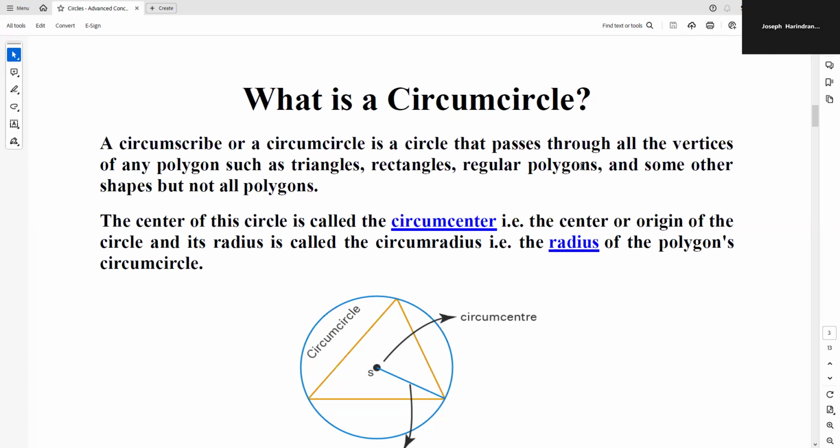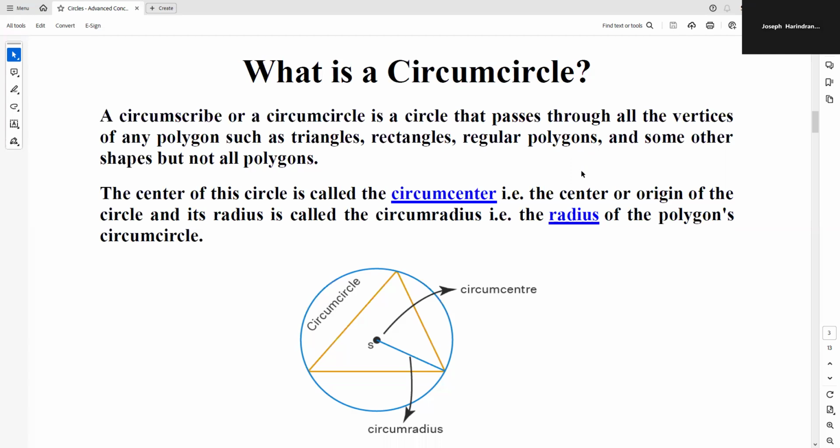The center of this circle is called the circumcenter. That is the center or the origin of the circle. And its radius is called the circumradius. That is the radius of the polygon's circumcircle. In this figure, we see a circle circumscribing a triangle, and that circle is called the circumcircle. It has a circumcenter, the center inside the triangle. It is actually the center of the circle that circumscribes the triangle.